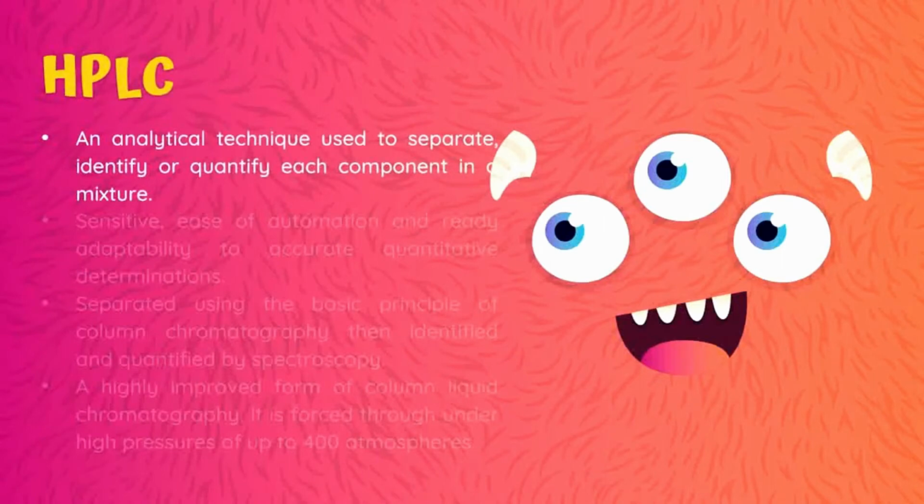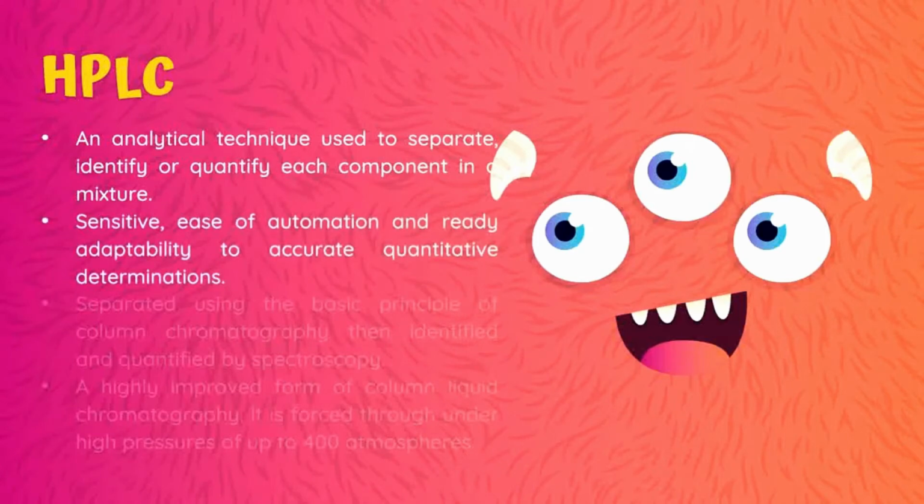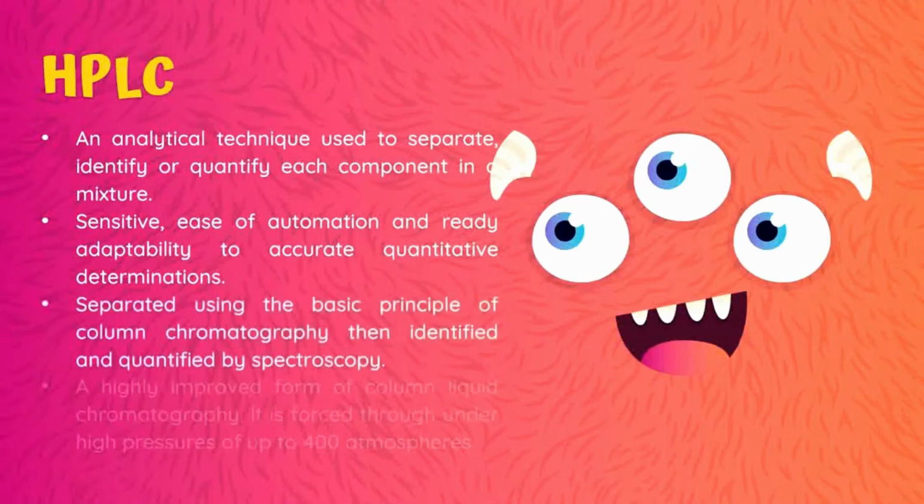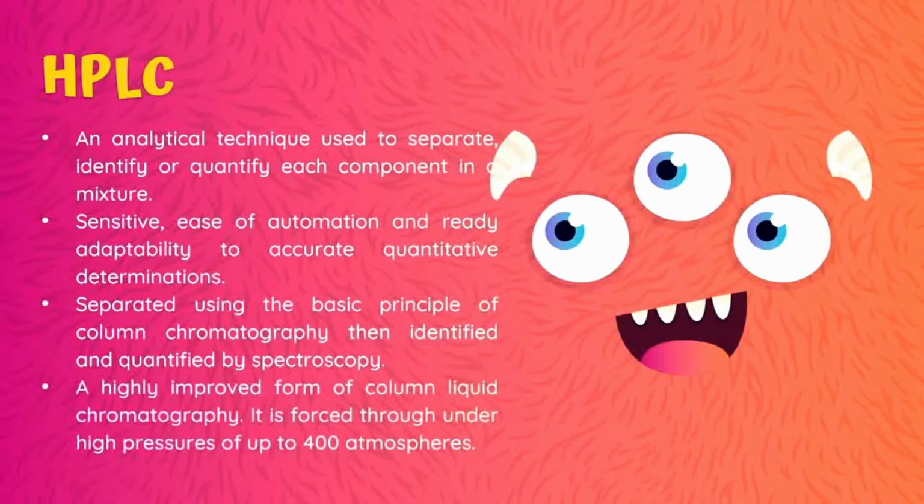Next, the introduction of HPLC. High-performance liquid chromatography, or commonly known as HPLC, is an analytical technique used to separate, identify, or quantify each component in a mixture. It is most widely used because of its sensitivity, ease of automation, and ready adaptability to accurate quantitative determinations. The mixture is separated using the basic principle of column chromatography and then identified and quantified by spectroscopy. HPLC is thus basically a highly improved form of column liquid chromatography. Instead of a solvent being allowed to drip through a column under gravity, it is forced through under high pressures of up to 400 atmospheres.